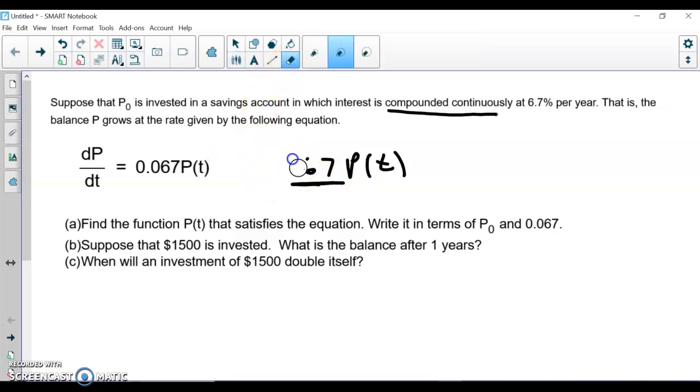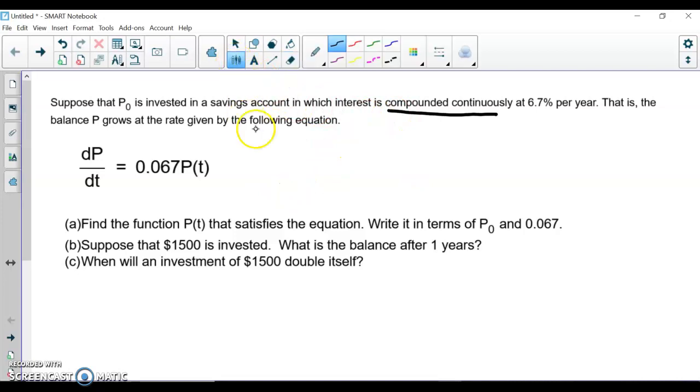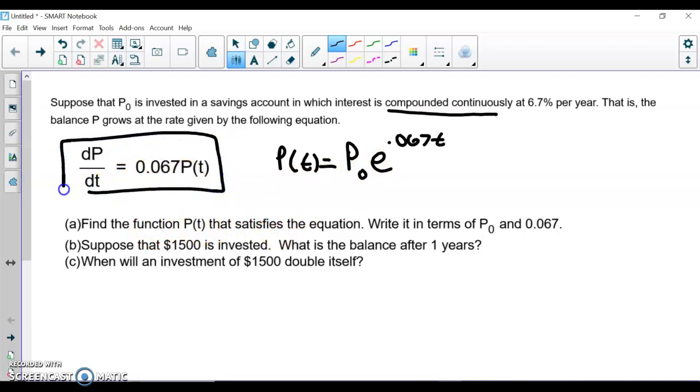So we know that the equation that satisfies that particular differential equation is the PERT formula, or the continuous growth model. In this case, they want you to write P sub 0 as the P value. So it would be P sub 0, e, of course the growth rate is that 0.067, and then we have the t. And this is the form that we need to use to generate a function that's going to satisfy this differential equation.